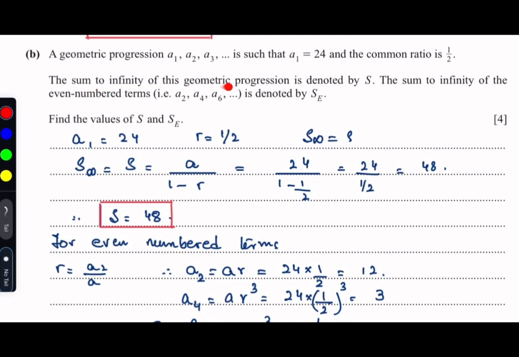They are saying the sum to infinity of this geometric progression is denoted by s. So the sum to infinity of the even numbered terms a2, a4, a6 is denoted by s of e. We should know the formula for the sum to infinity: a divided by 1 minus r. So the sum to infinity is 24 divided by 1 minus 1 by 2, which is 24 divided by 1 by 2, and this is equal to 48.